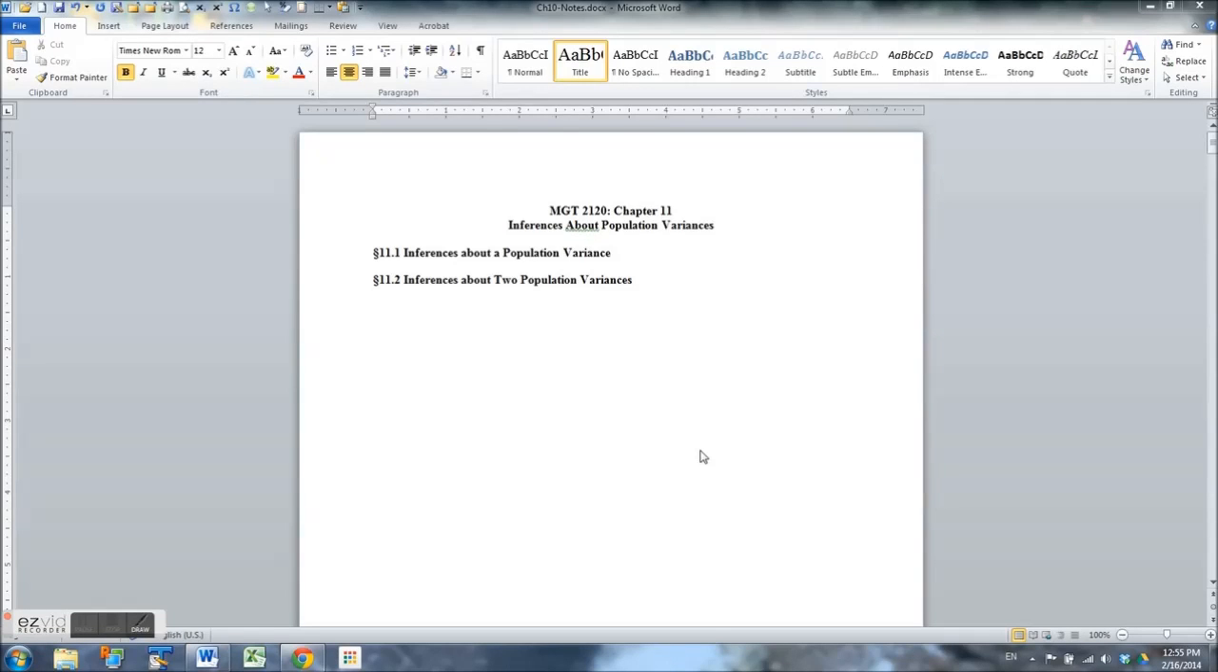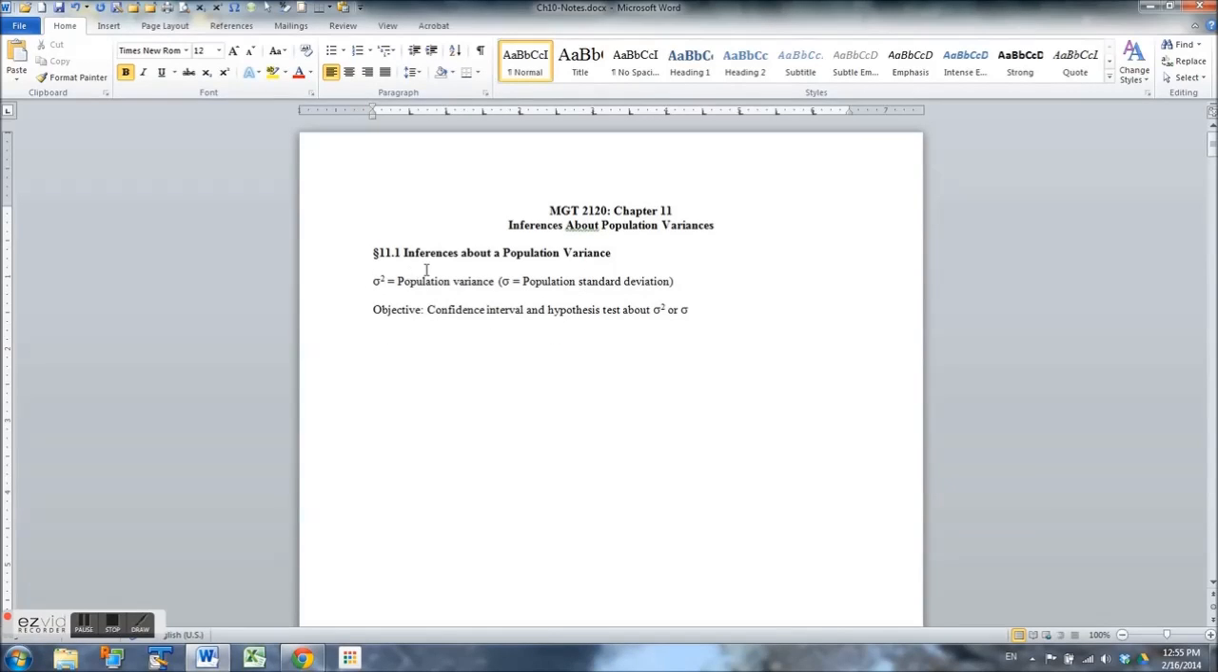This is chapter 11, inferences about population variances. There are two sections in this chapter. The first one is about one population variance. We'll be looking at confidence interval and hypothesis testing for one population variance. And section 2 is for two populations. We'll have two population variances. We'll look at hypothesis testing for the two population variances. So we'll start with the first section.